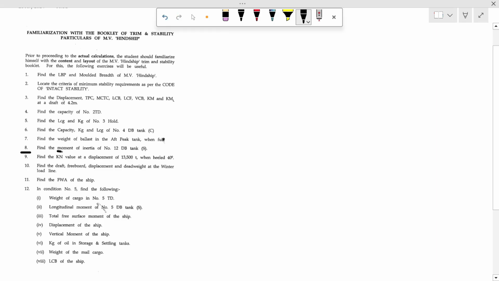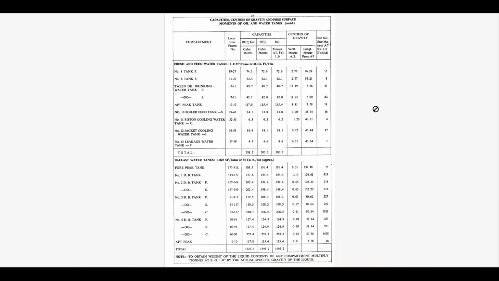In question 8, find the moment of inertia for number 12 DB tank starboard side. Now we have to find the moment of inertia for 12 DB tank starboard side. So for that, move to the next page, as they have not given the moment of inertia here. On this page, that is page number 19, they have given free surface corrections. The column is given here. These are the compartments, and they have also given the frames for that compartment. Now we want the moment of inertia for 12 DB tank starboard side. Moment of inertia is 17, and for that the answer is 17.